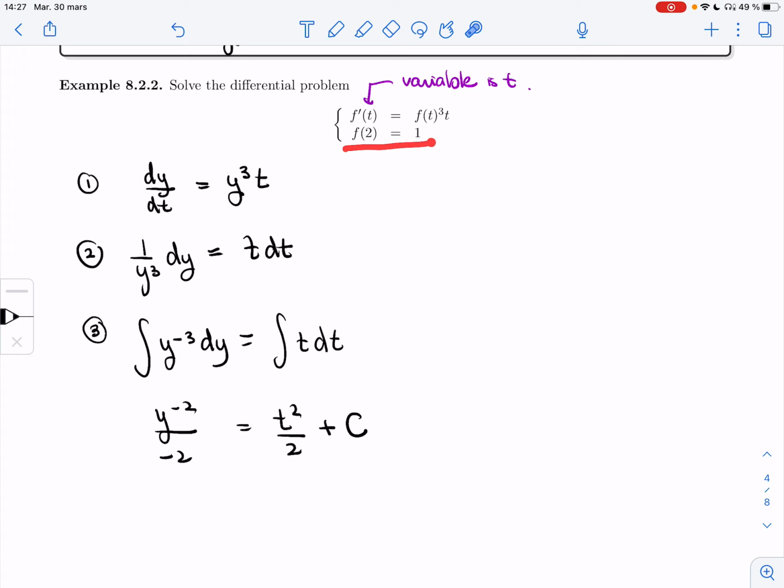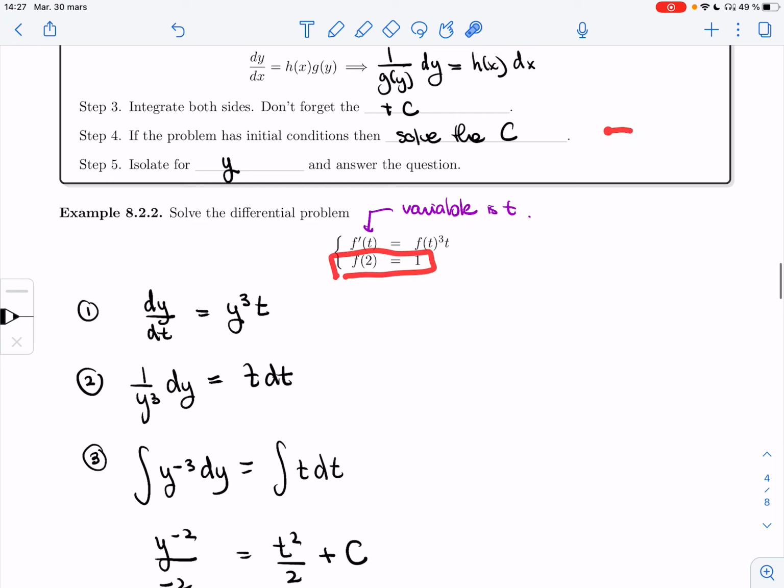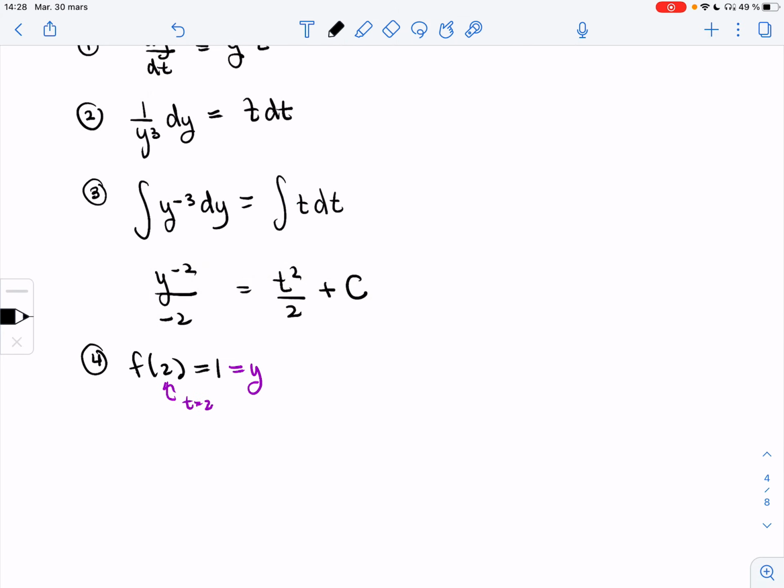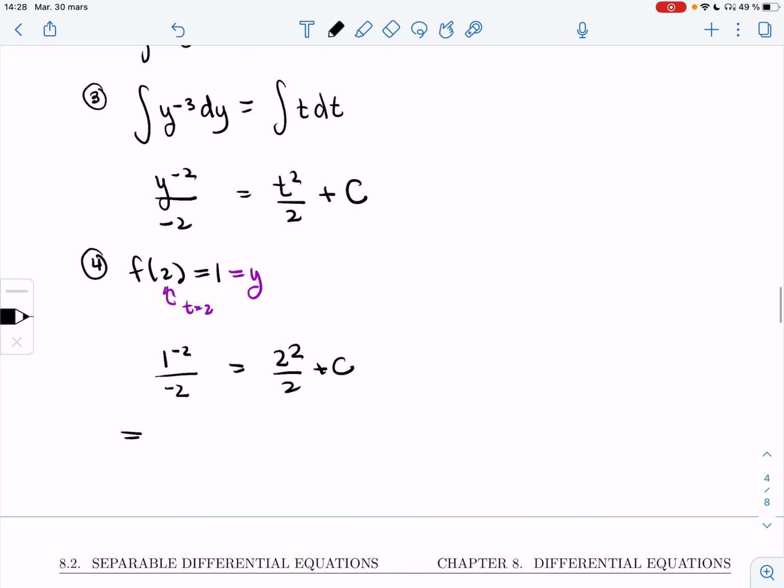Since I'm given a value for f, some initial condition, I'm going to do step 4. I'm going to evaluate c right here. So if I look at this, f of 2 equals 1, the variable is t, so t equals 2, and f is equal to y, so y equals 1. So I'm going to plug in y equals 1, and I'm going to plug in t equals 2, and I'm going to solve for c. So that means that minus a half equals 2 plus c, and so c is minus a half minus 2, so that's minus 5 halves.